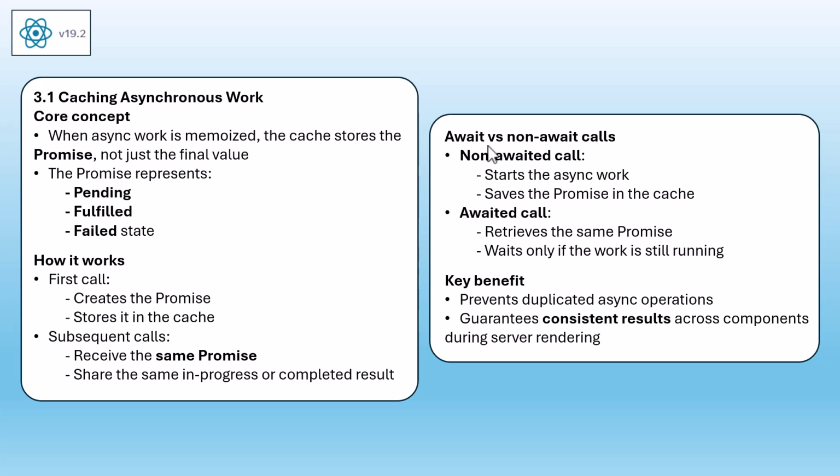Future lookups return the same promise, ensuring that multiple parts of the application reference the same in-progress or completed result. A non-awaited call merely initiates the work and stores the promise. A later awaited call retrieves the same promise, waiting only if the operation has not yet completed. If the promise has already been fulfilled or rejected, the awaited call resolves immediately with the final outcome.